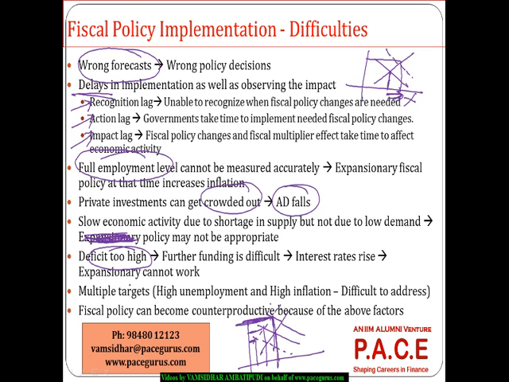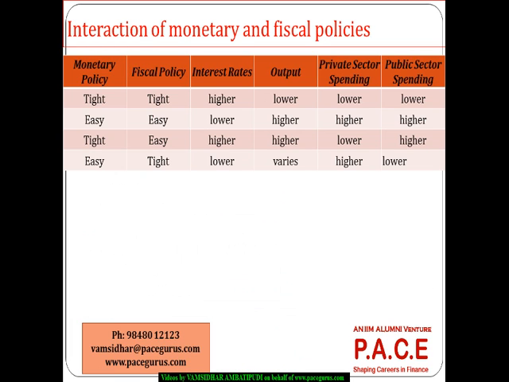And if the budget deficit is very high, funding it is a very big difficulty. The interest rates can go up drastically, right? And especially if the country is having multiple targets, high employment as well as low inflation, both of them cannot be targeted together. So there are so many reasons why a fiscal policy that is implemented in a country really may not be successful. So many difficulties can come out with the implementation of the fiscal policy.